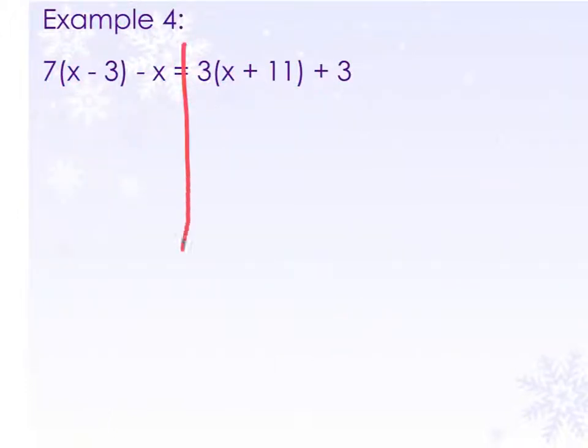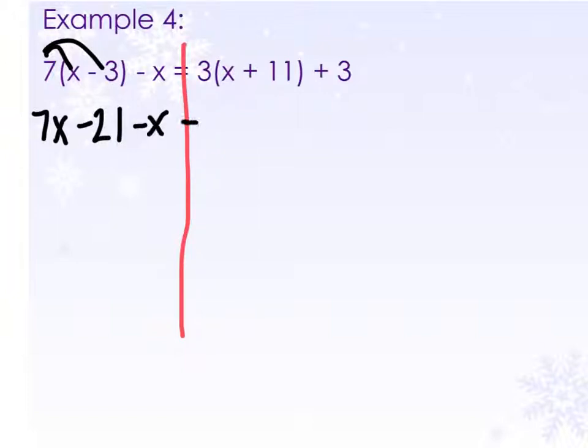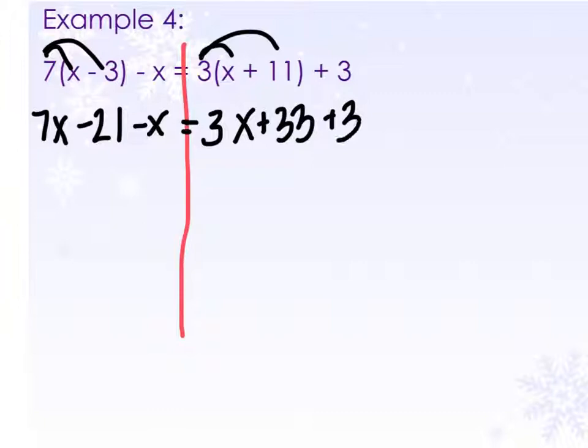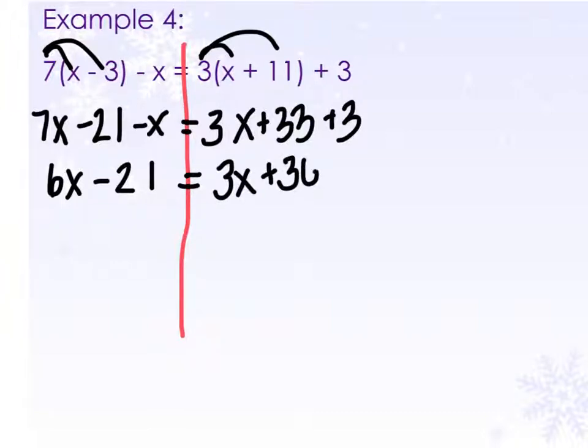Example 4. I want you to pause the video and try this one on your own. Again, start by distributing. 7x minus 21 minus x is what you get on the left side. Distribute your 3 on the right side to get 3x plus 33 plus 3. Now you're going to combine like terms on the left. 7x minus x gives you 6x, and negative 21 can drop down. And on the right side, 3x plus 36.